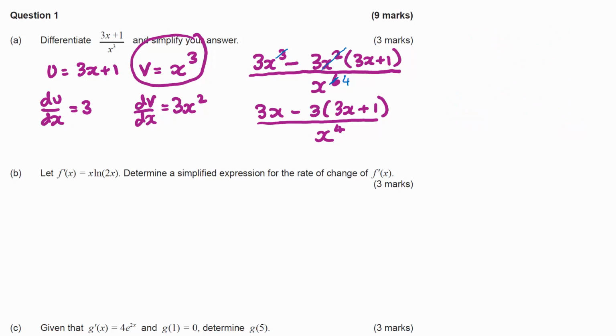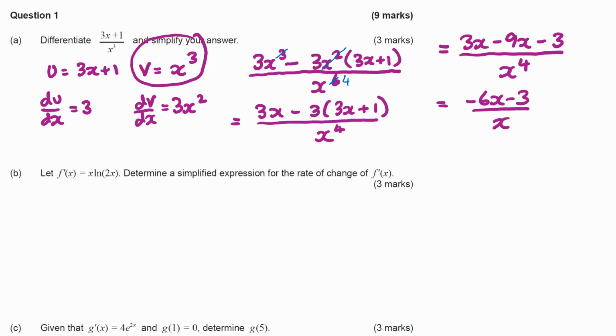And now we can tidy that. So that's going to be 3x, take away 9x, take away 3, over x to the 4, which is (negative 6x, take away 3) over x to the 4. That's an acceptable answer. You might have written something else, such as put the negative in front and then had (6x + 3) on x to the 4.